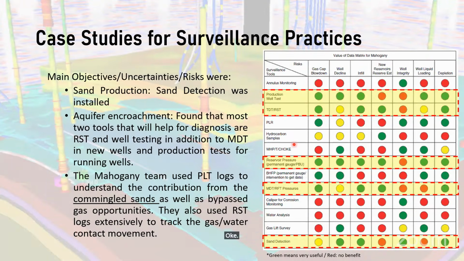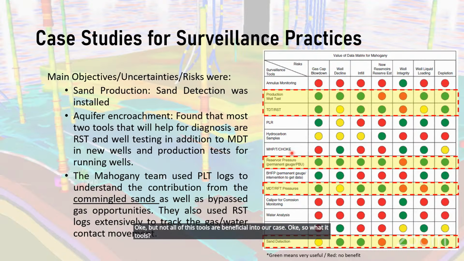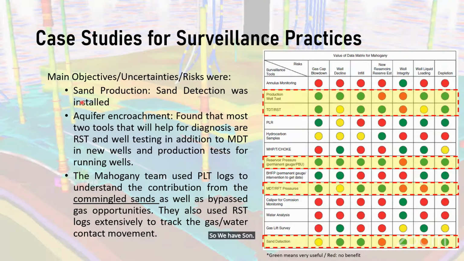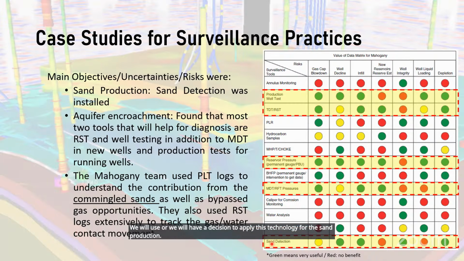Okay, but not all of these tools are beneficial in our case. So what are the tools that are beneficial in our case? Again, going back to the objective or the uncertainty or the risk that we have. We have sand production. In that case, we can install some sensors to detect the sand production. So we will make a decision to apply this technology for sand production detection.